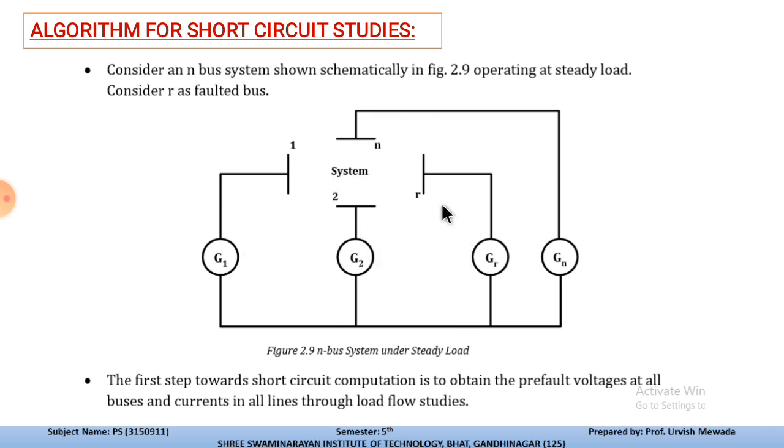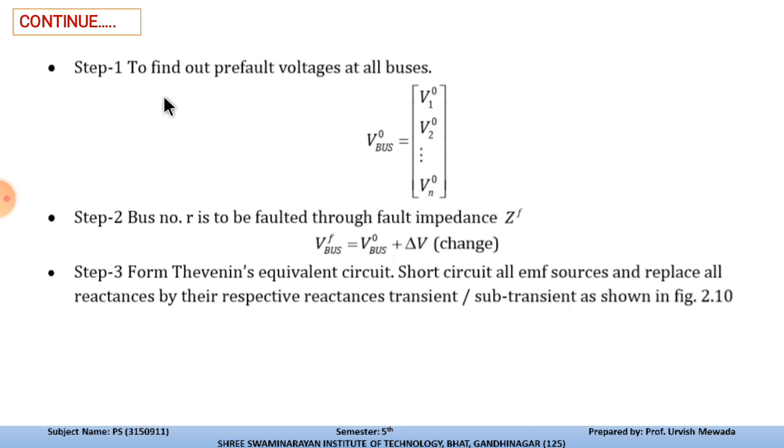Whenever any contingency occurs, say any type of fault, at that time the system voltage and system current may change, and with the help of this algorithm we can determine the level of the fault voltage. So let us discuss how we can determine the fault voltage using this algorithm. In the next slide, step 1 that we need to perform is to find out the pre-fault voltage at all the buses.